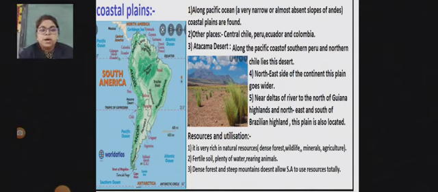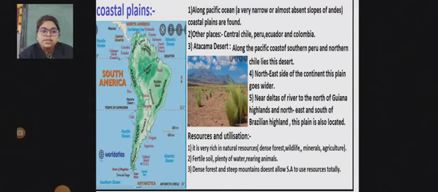Now let's talk about the resources and the utilization of South America. This continent, South America, is very rich in natural resources. Whether we are talking about minerals, agriculture, wildlife, then the dense forest, etc. Everything is available there. So it's quite rich in that case. The soil here is very fertile, plenty of water is available, and rearing of animals is also done.